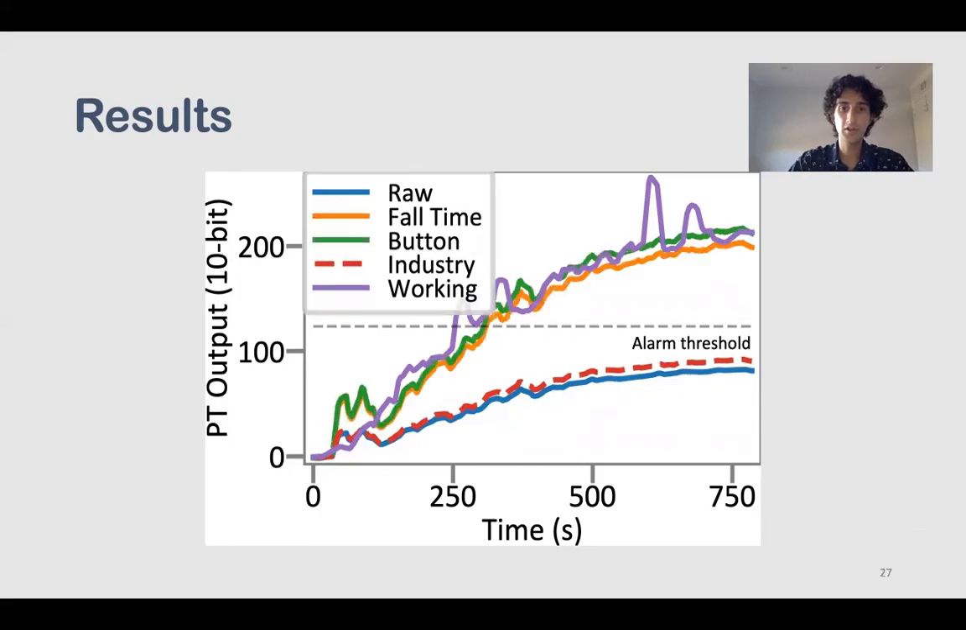In contrast, the FallTime and button approaches apply much more gain, and the result is that this smoke detector works just like a working smoke detector. It increases at almost the same speed, and it crosses this alarm threshold at almost the same time as well. So this shows that our approach better approximates the behavior of a working smoke detector compared to the industry standard approach.